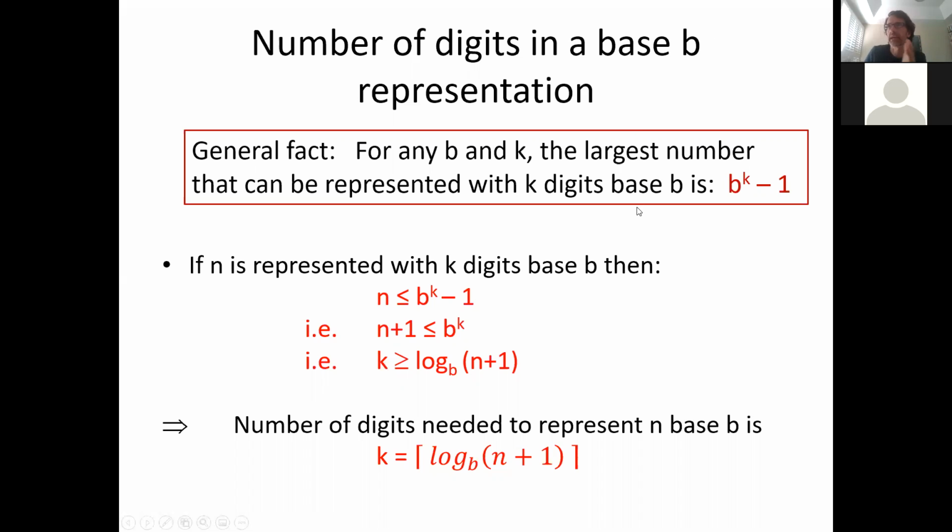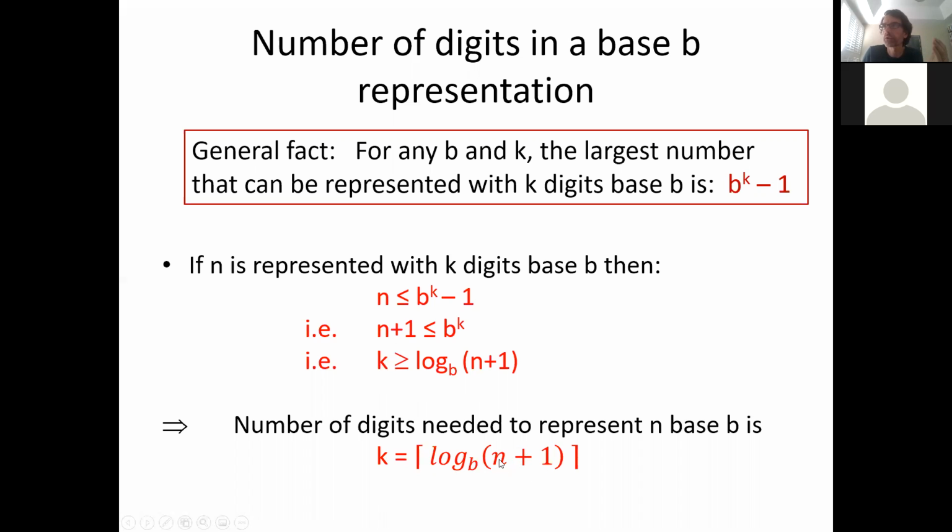For bit strings, it's intuitive to call it the length of the bit string, but you can apply the same concept to any representation. The length has to be at least this logarithm, and length has to be an integer. You cannot have half a bit, so you have to take a ceiling. That's how you would compute it.